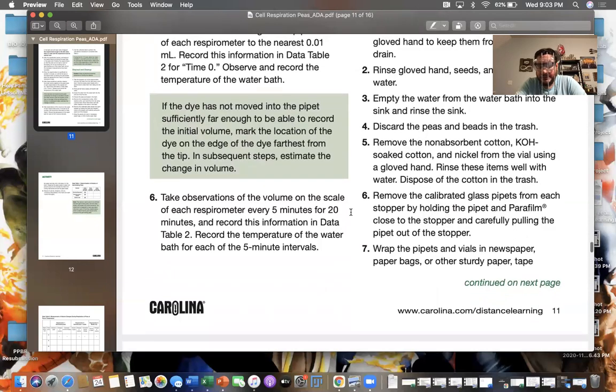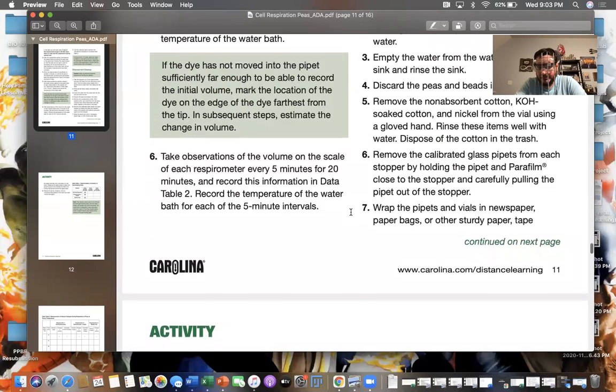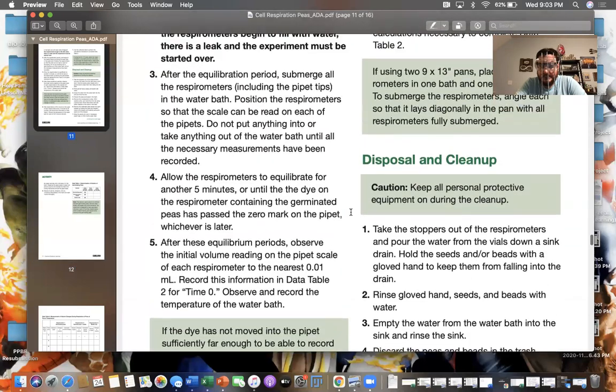Yep. I would say you could keep the glass vials, keep the rubber stoppers. Never know when you might need them. The glass pipettes can go into your recycling, and dispose of your gloves.